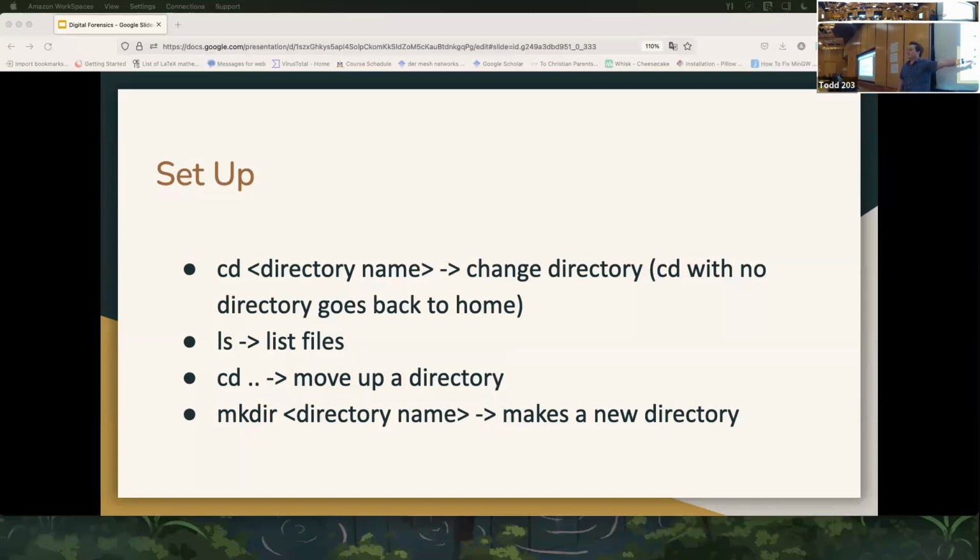LS will list all the files in that directory, so you can see what is actually in the folder you're looking at. CD .. is going to move us up a directory. So if we're in documents and we want to go back into the home directory, we'll do CD space .., and that'll step us back up into the home directory. Make dir is going to be helpful when we start actually doing the labs. So make dir plus whatever directory name you want is going to create a new directory, or a new folder if you're looking in the file system, right?